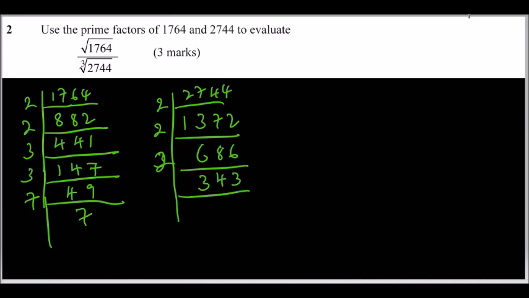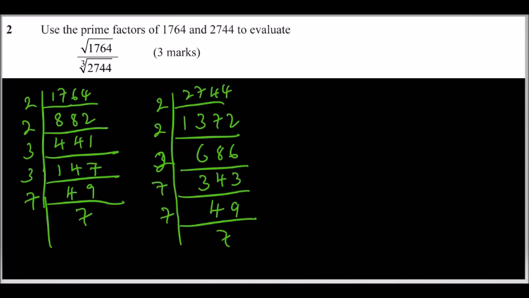We can now divide by 3. That is not possible. Let's try 7. So we have 7, 4 for 28. We are left with 63. So we get 49. We divide by 7 again. We get 7. So meaning that we can now write our prime factors.